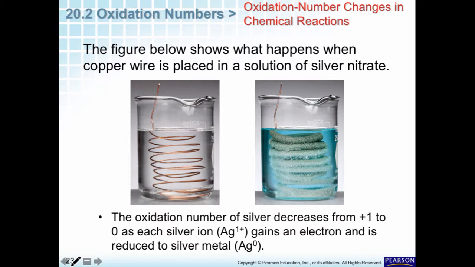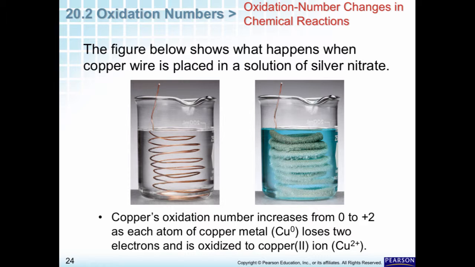So here we have a copper wire put in a solution of silver nitrate, and we see a change. It turns blue, which is a sign of the copper ion, and we get a coating on the copper that's kind of silvery. So that means the copper is becoming probably copper 2+, and the silver in solution, which is Ag+, is becoming Ag0. So it's gaining electrons, so it's reduced, and the copper must be oxidized. It loses electrons.